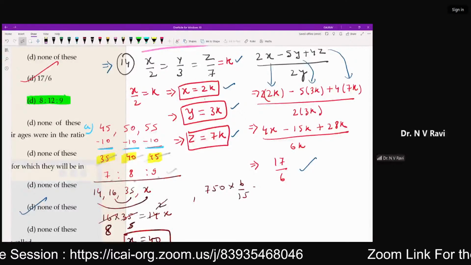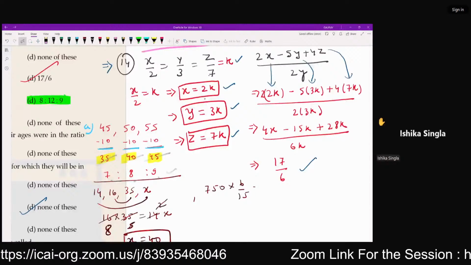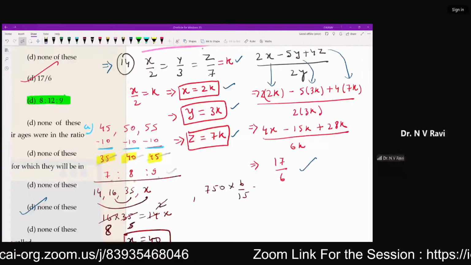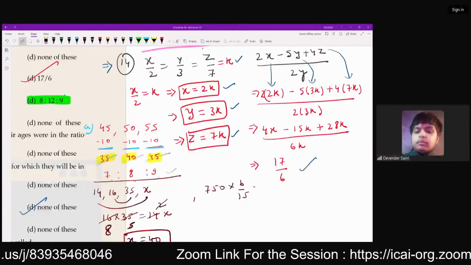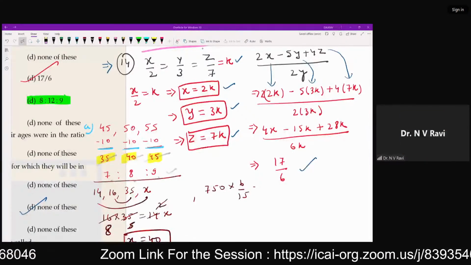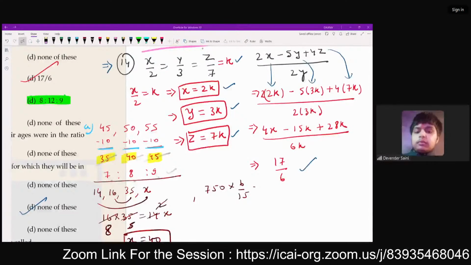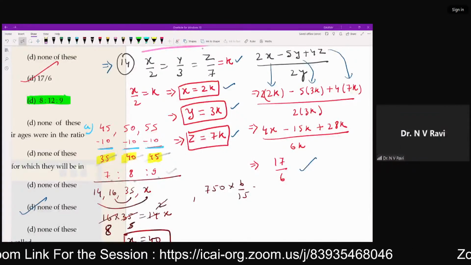Ishika, do you have any further doubt? Yes, sir, a question from logarithm. Question number 30. Mr. Devendra, in which chapter are you asking? Proportion only. Question number 30.